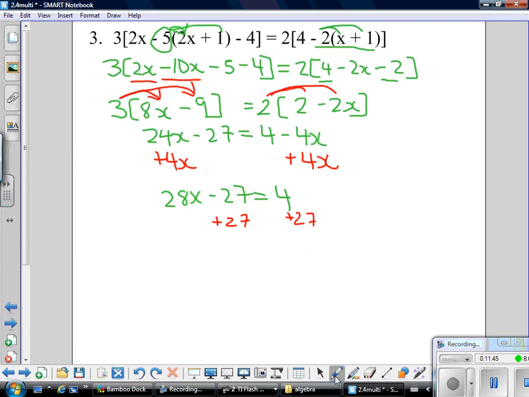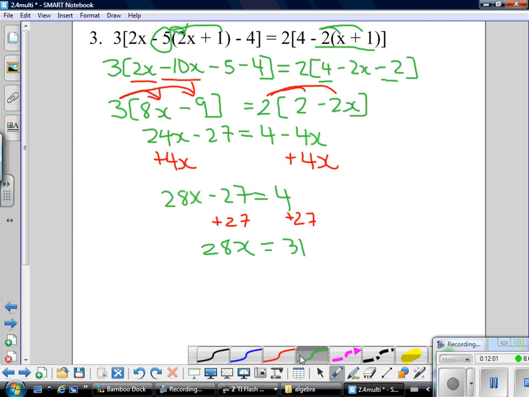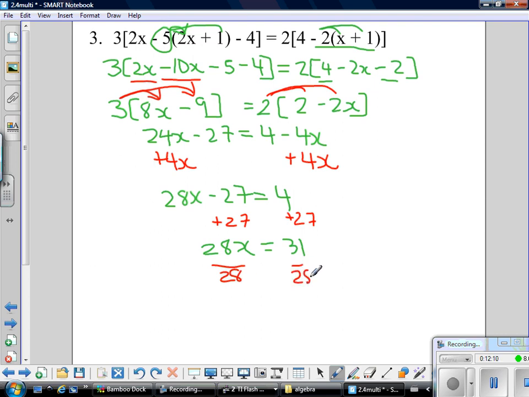And when I do that, I end up with 28x. The 27s have canceled. And I end up with a 31. And now all I need to do is get rid of the 28 in front of the x. So I'm going to divide both sides by 28. And I am left with x equals, and this time this is already in lowest terms, so I'd leave it as 31 over 28.